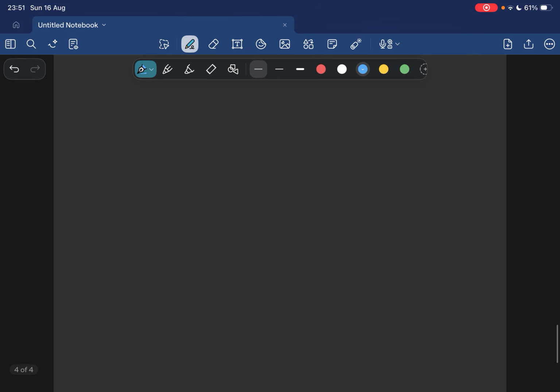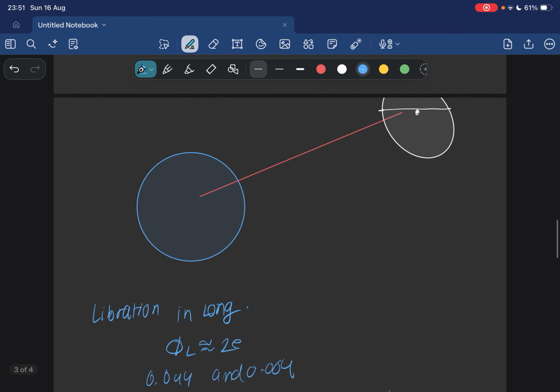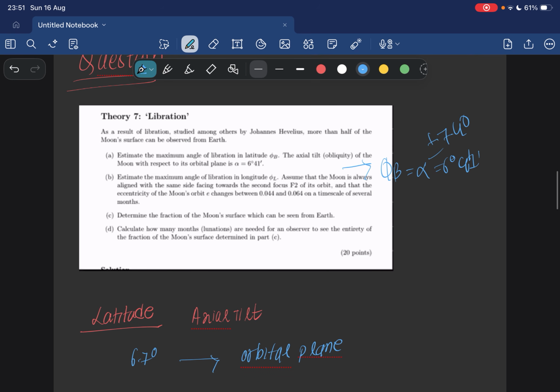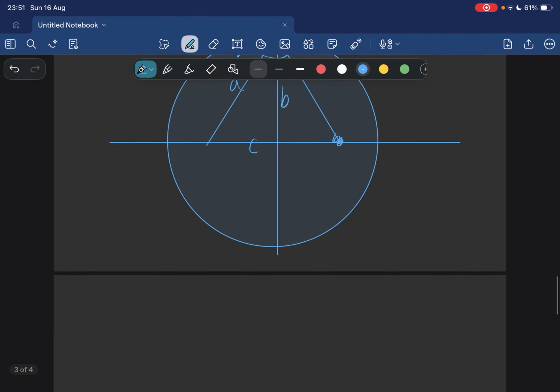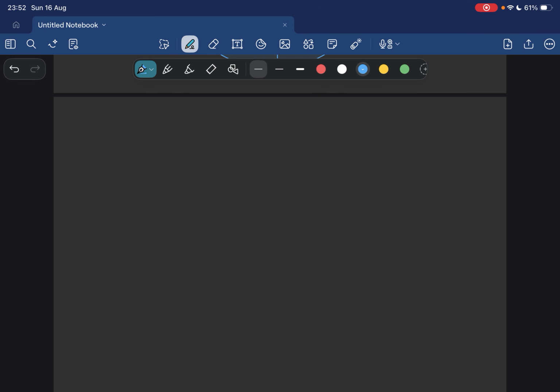Anyways, so for the solution, right here, determine the fraction of the moon's surface which can be seen from Earth. It is calculating how much of a percentage. It is just the proportion method. I will give it to you to do. Okay, so it's just the proportion method. You can use this and put in the values.